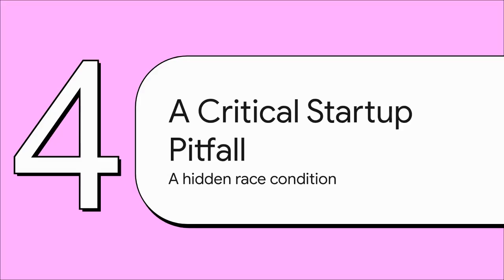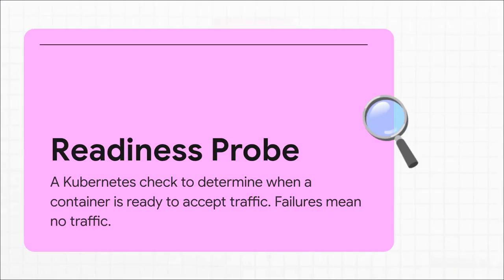But it's not just about resources. There's another, much sneakier problem that bites a lot of people when they're starting out. It's a hidden race condition that happens right when your pod is starting up. So you know how readiness probes work, right? It's just Kubernetes knocking on the door of your container saying, hey, you ready to take on some traffic? And if your container doesn't answer the door correctly a few times, Kubernetes just assumes it's broken, stops sending traffic, and might even decide to restart the whole pod.